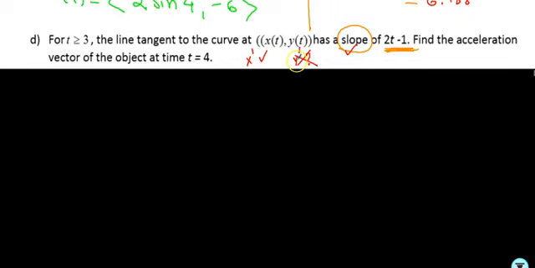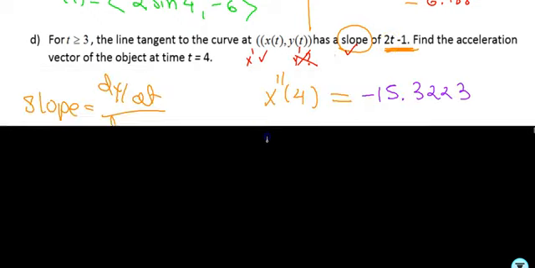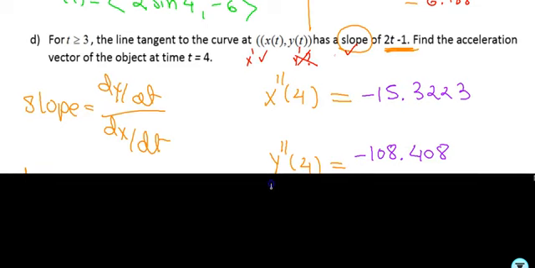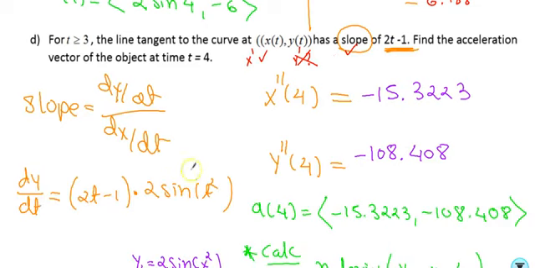Interesting, right? So let's take a look at here. I'm just going to clear here. So slope is dy dt over dx dt. You do not know dy dt. So if you solve for dy dt, then dy dt is 2t minus 1, which is the slope, times dx dt. So yeah, you can create dy dt. It's not that bad. dy dt is equal to slope times dx dt.